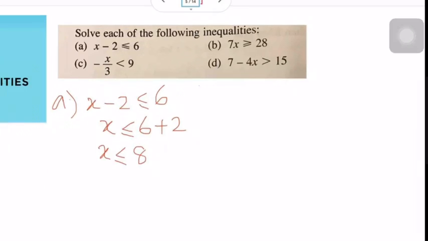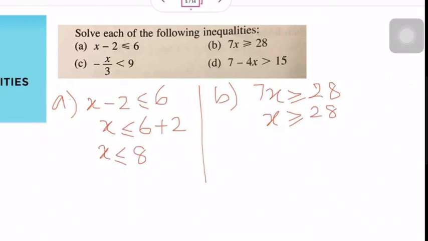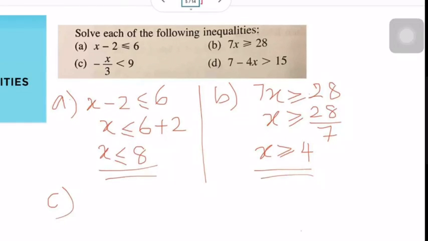That's for A. B, we have 7x is greater than or equals to 28. Now we do the backtracking. You just divide 7. So x is greater than or equals to 28 divide 7. So you get x is greater than or equals to 4. So symbol doesn't change.